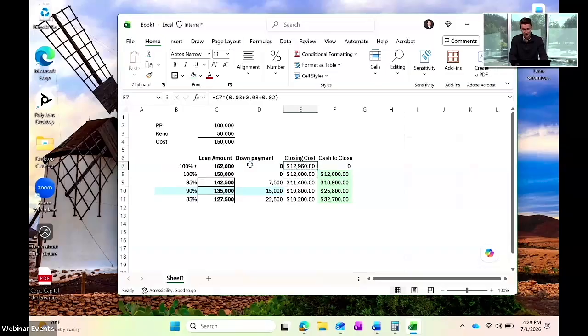Well, actually, I should do this. This is the more accurate way. There are still closing costs. We're just covering them from the loan amount. So the borrower isn't coming out of pocket for those. So I'm going to have to hard code that value.